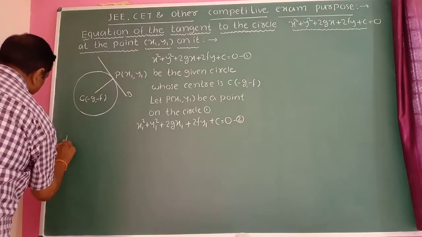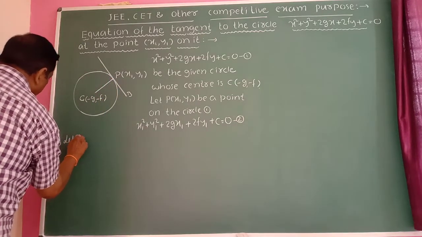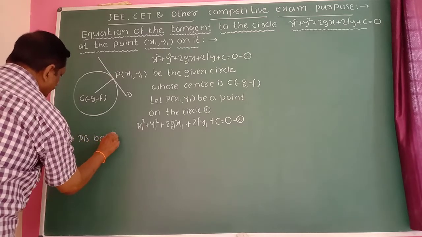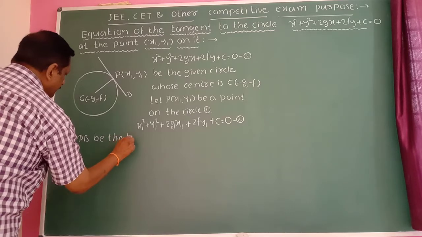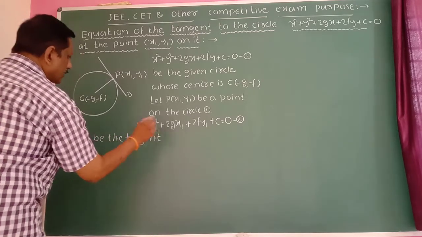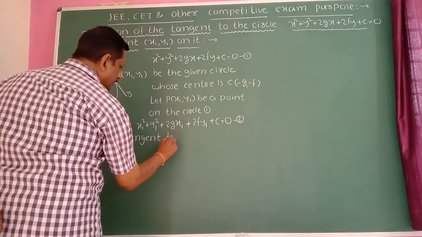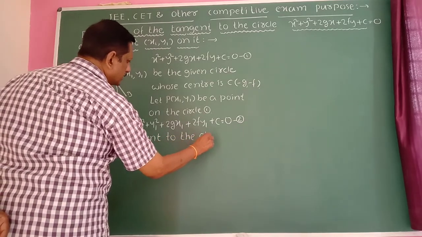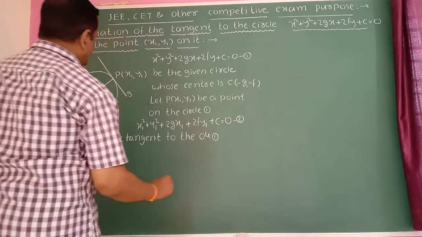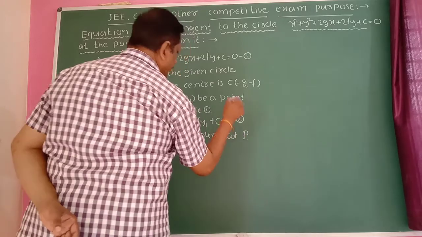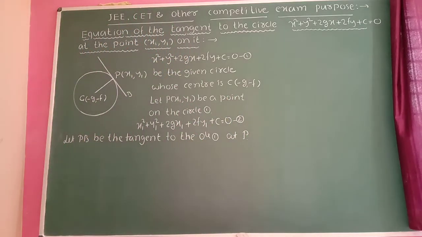Let PB be the tangent to the circle 1 at the point P. Okay.